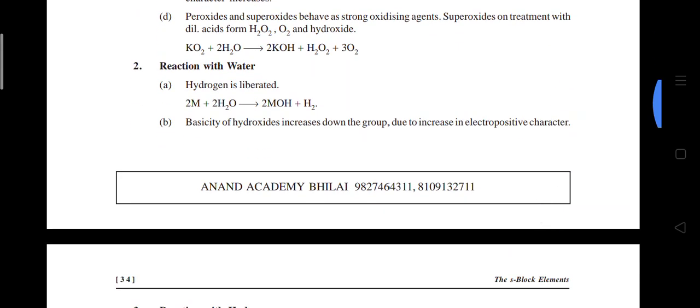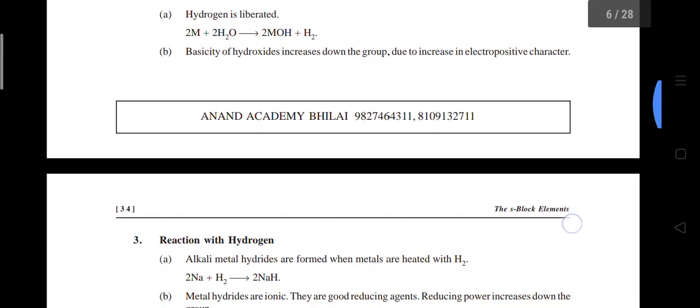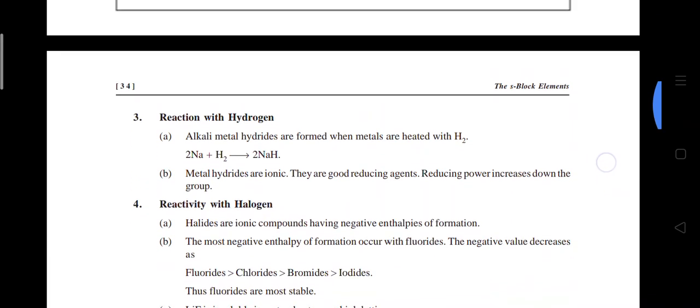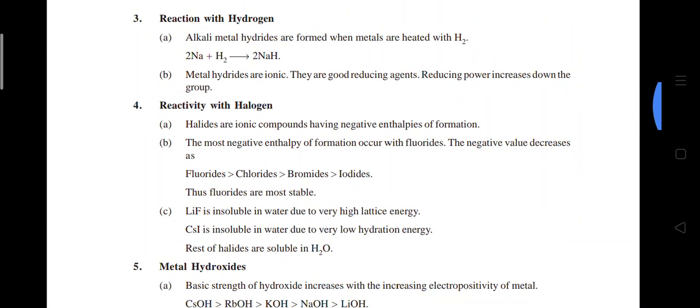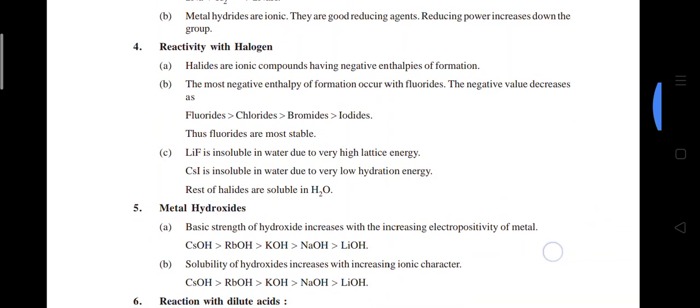Second, reaction with water. Hydrogen is liberated. Basicity of hydroxide increases down the group due to increase in electropositive character. Third, reaction with hydrogen. Alkali metal hydrides are formed when metals are heated with hydrogen. Metal hydrides are ionic, they are good reducing agents. Reducing power increases down the group.